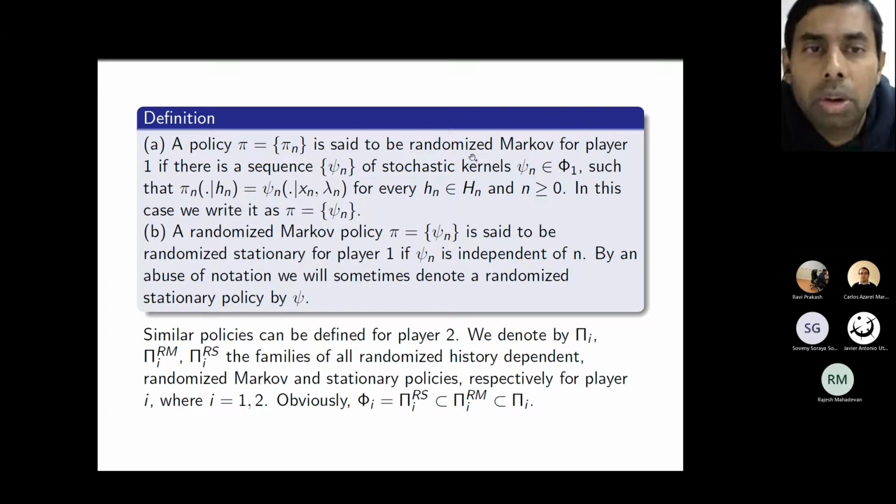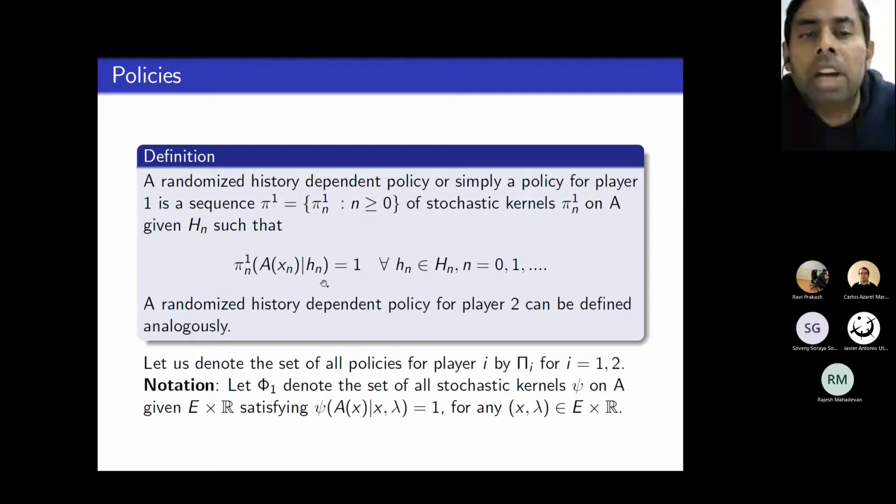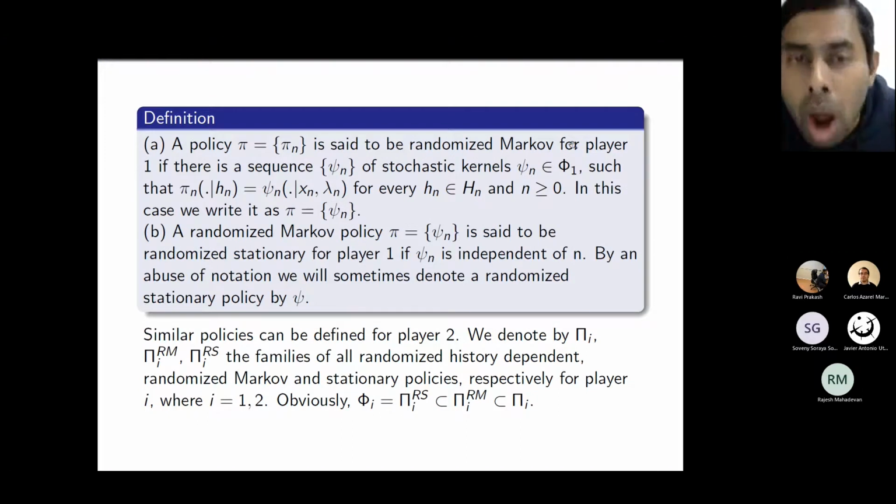First of all, a policy is said to be randomized Markov for player 1 if there is a sequence of stochastic kernels such that this pi n is of this form. So if you compare, here you were taking action based on the entire history, but a policy is randomized Markov if you are choosing your actions based only on the current state and the remaining reward level, as well as the time. So you see, it depends on n as well, so it depends on the decision epoch as well.